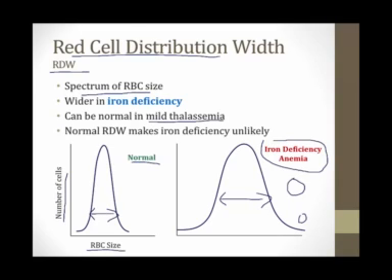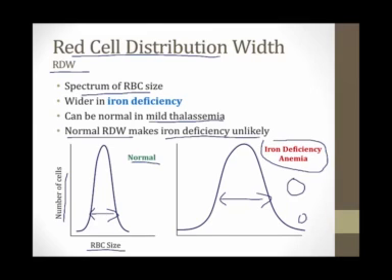So patients with mild thalassemia do not have significant hemolysis and they may not be very sick. They may present simply with a microcytic anemia. It can look a lot like iron deficiency anemia. However, the red blood cell distribution width will be very wide in iron deficiency anemia. If you have a normal red cell distribution width, this makes iron deficiency very unlikely.